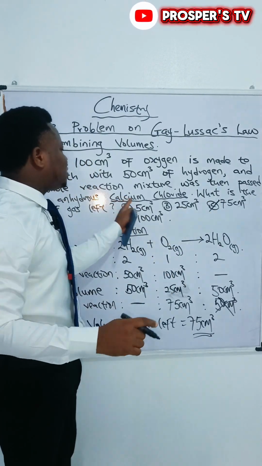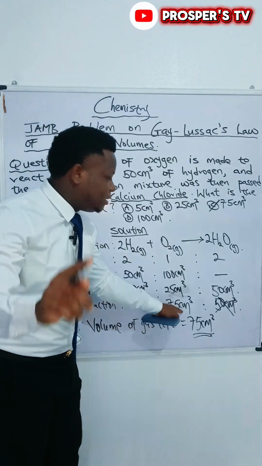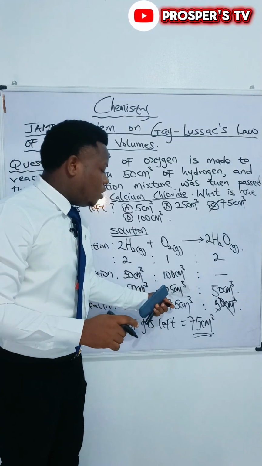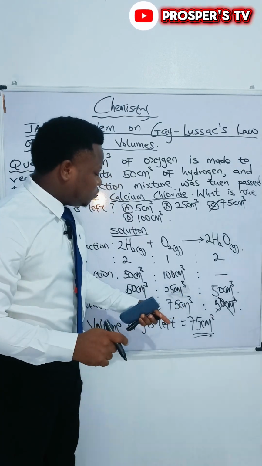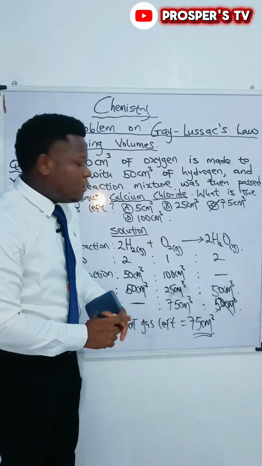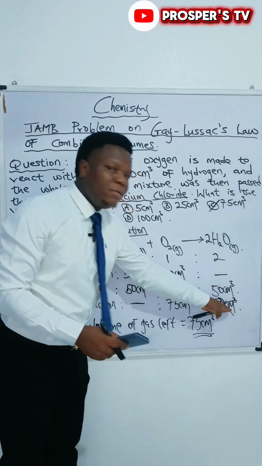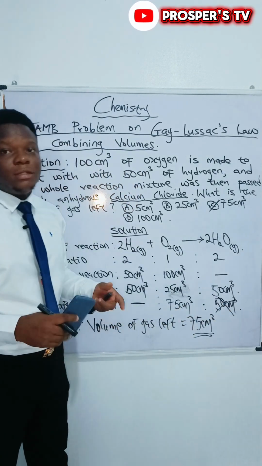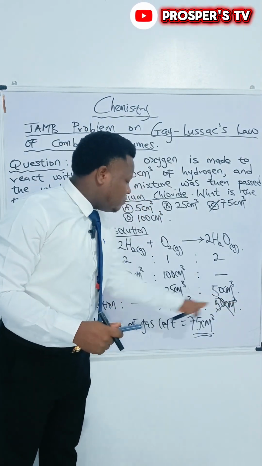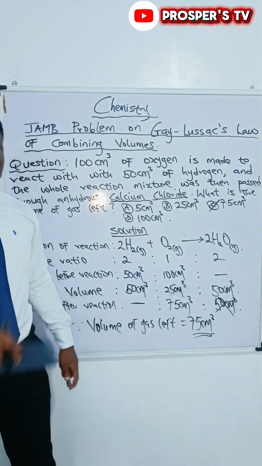Now, supposing this calcium chloride factor wasn't there, your total volume would have been 75 cm³ plus 50 cm³, which would give you 125 cm³. But in this case, since the reaction mixture was passed through calcium chloride, the steam would be removed, and this becomes the final answer. If the question didn't have this, the final answer would have been 75 cm³ plus 50 cm³. I will see you in my next video.